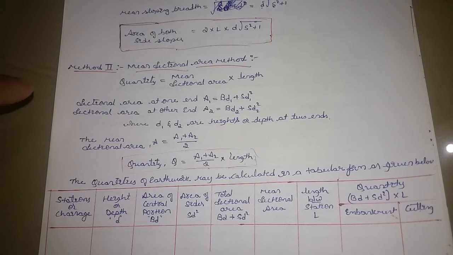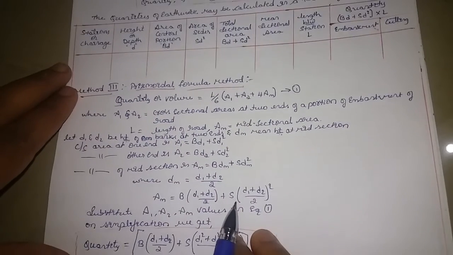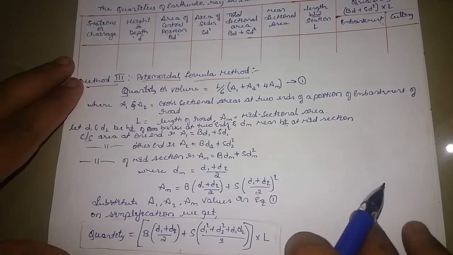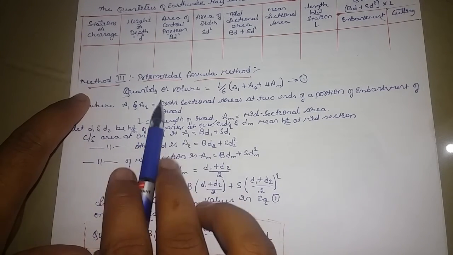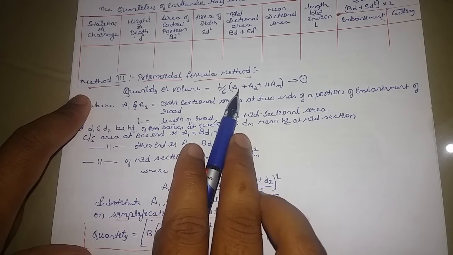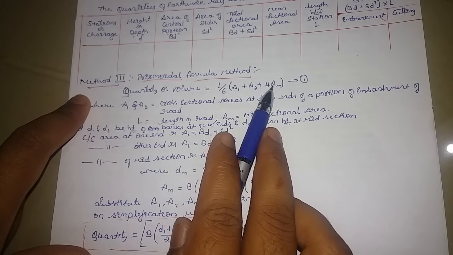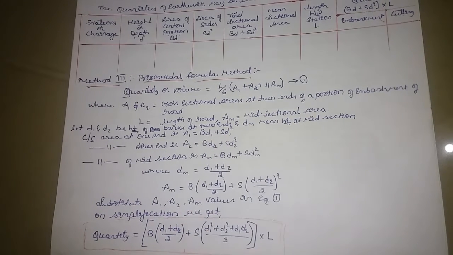This method we call the mean sectional area method. Then one more method we call the prismoidal formula method, method number 3. The quantity or volume is equal to what? L by 6 into A1 plus A2 plus 4AM. That is your quantity of volume.